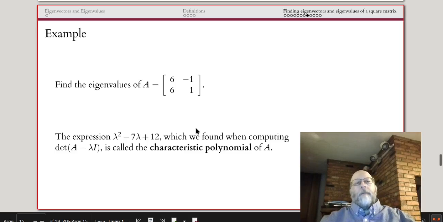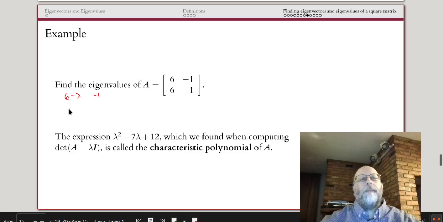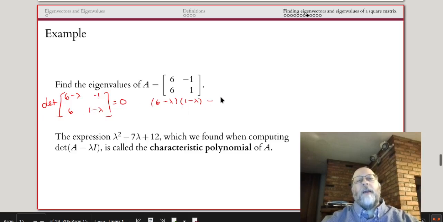All right. So here's another example. We're going to find the eigenvalues for this matrix here: 6, negative 1, 6, 1. So the trick again is we subtract lambda from the diagonal, and we take that determinant and set it equal to 0. This determinant we get by multiplying 6 minus lambda times 1 minus lambda, minus the other diagonal, which is negative 6.